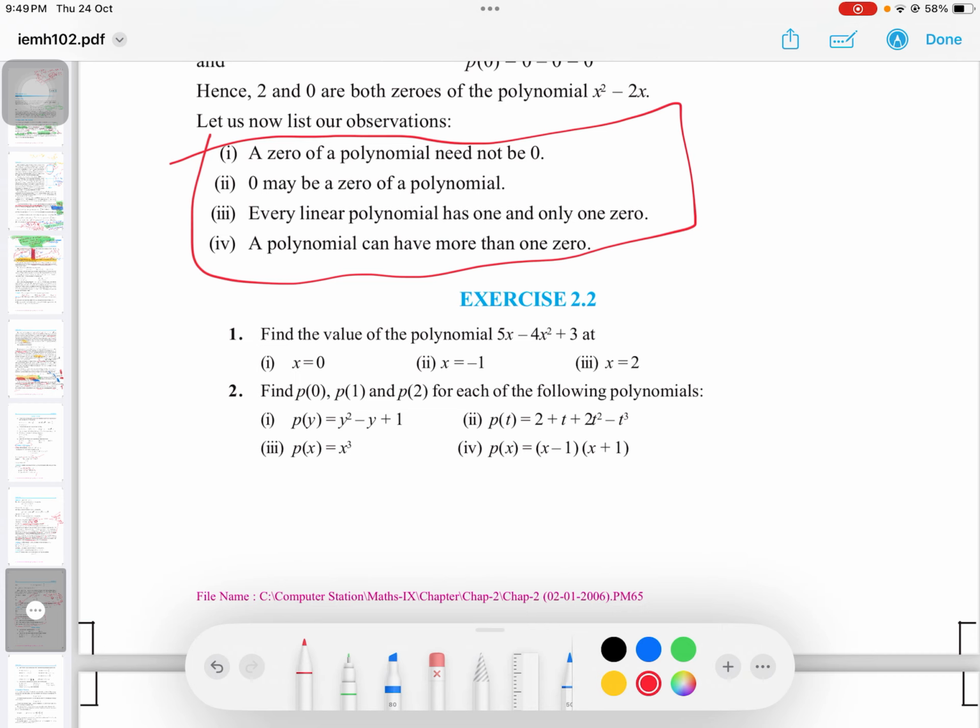A zero of a polynomial need not be 0. So now p of x equal to x minus 1, x value 1, so 1 minus 1 equal to 0. So your root or zero is 1. So 0 minus 1, it's not going to give you 0, okay? So it obviously need not be 0.